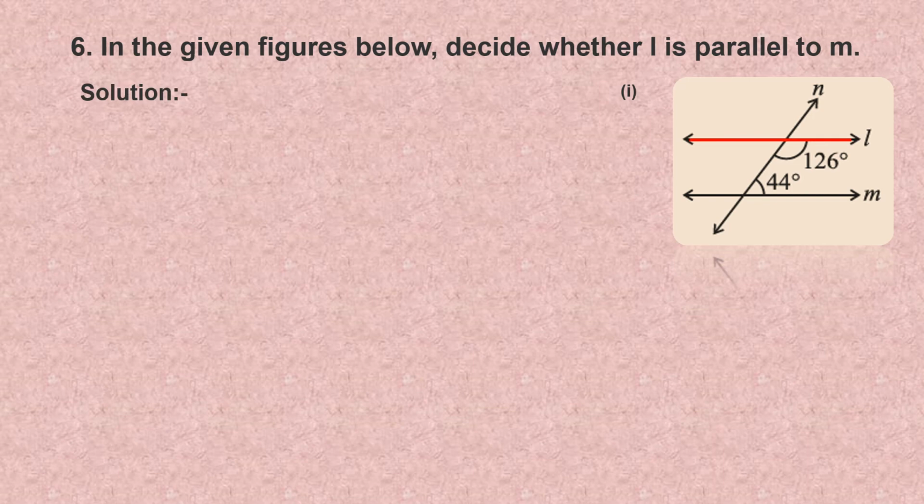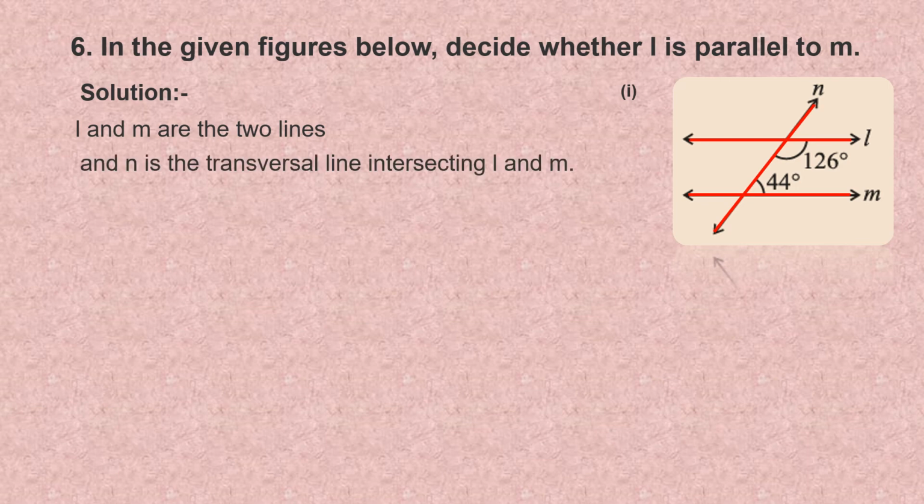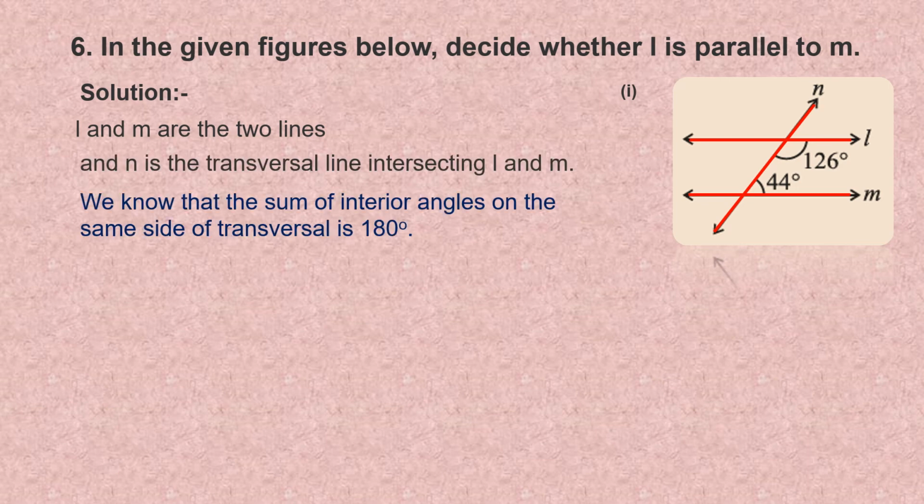So let us add. L and M are two lines and N is a transversal. So we know that the sum of interior angles on the same side of the transversal is 180 degrees for parallel lines. So 126 plus 44 degrees is equal to 170 degrees. It's not 180. So they are not parallel. If two lines are parallel lines, then the sum of two interior angles on the same side of the transversal is 180 degrees. So here it's not 180 degrees. So they are not parallel.